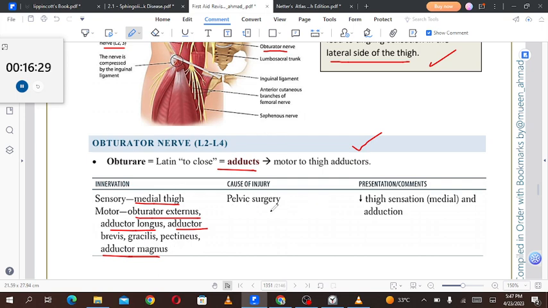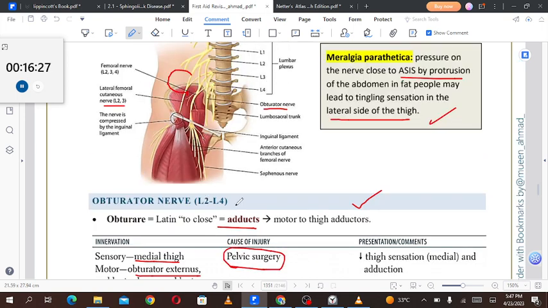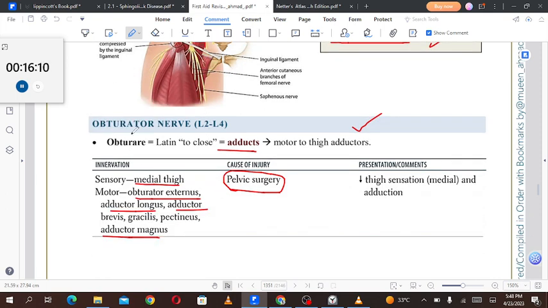The cause of injury is also pelvic surgery, because it is in close proximity to the pelvic region. Here is the obturator nerve, like this. So whenever we are doing pelvic procedures, I guess C-section or something. I don't think so, because a C-section is on the anterior wall, while this is coming from the posterior wall. So in pelvic procedures, there is a chance of damaging the obturator nerve. Presentation: decreased medial thigh sensation and weak adduction. Along with that, the medial thigh sensation will be lost.